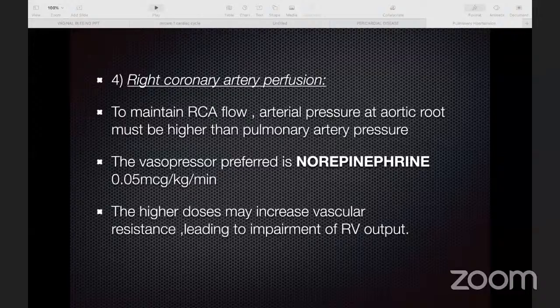Now coming to the right coronary artery perfusion. To maintain RCA, right coronary artery flow, the arterial pressure at the aortic root must be higher than the pulmonary artery pressure. So the vasopressor which is commonly preferred is norepinephrine, with a dose of 0.05 microgram per kilogram per minute. Higher doses may increase the vascular resistance, leading to an impairment of RV output. The dosage must be remembered, and norepinephrine should be preferred.